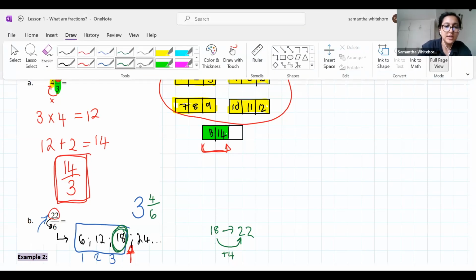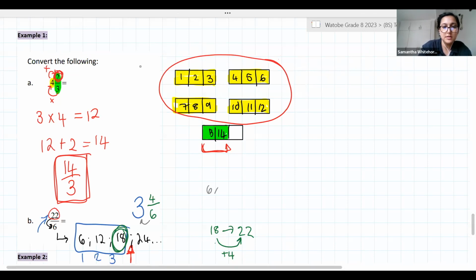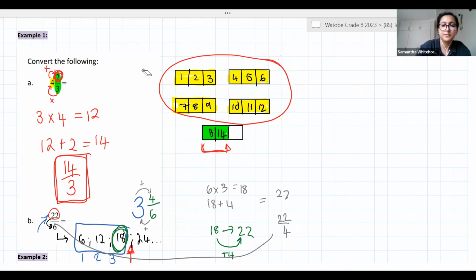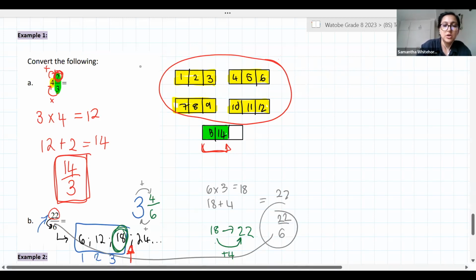If we use our trick, 6 times 3 is 18. And then if I add my numerator, so 18 plus 4, I get 22. And so we have an improper fraction of 22 over 6, which is what I originally had.